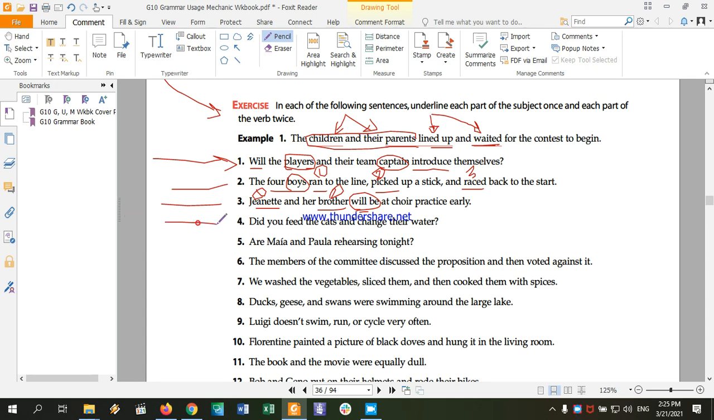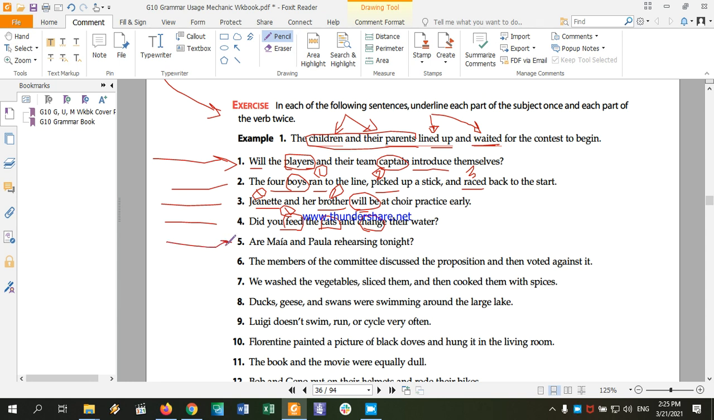Question number four. Did you feed the cats and change their water? Did you feed the cats? This is the subject. Did you feed? This is the first verb. Change, this is verb number two. So we have a compound verb and a simple subject.